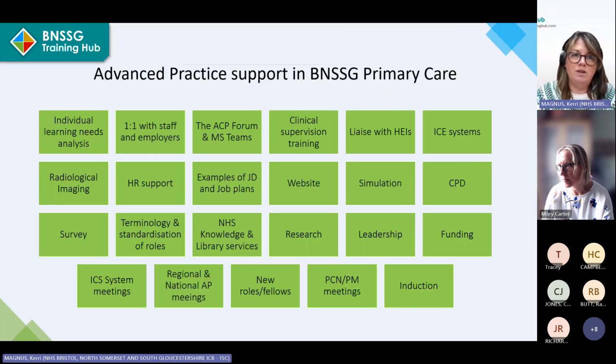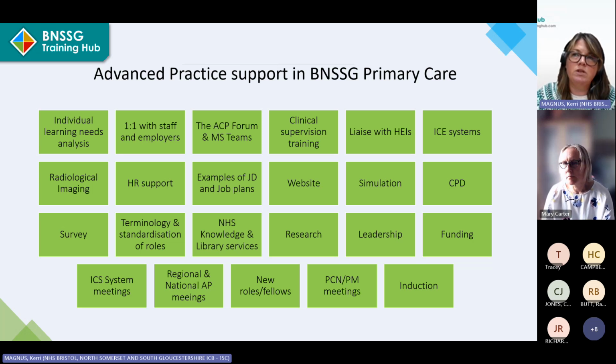In BNSSG itself, here's just some of the support that's happening at the moment. One of my other roles is an advanced practice legacy role, and that means I can support individuals and practices with regards to individual learning needs analysis, so that's mapping and scoping, and offer one-to-ones with staff and employers. We've got the forum and the MS Teams, so if you're not part of the MS Teams, please do join up. We try to have forum sessions on a quarterly basis. That's varied across the years. It's been going for a long time now, but actually we found on a quarterly basis it's proved a bit more effective.